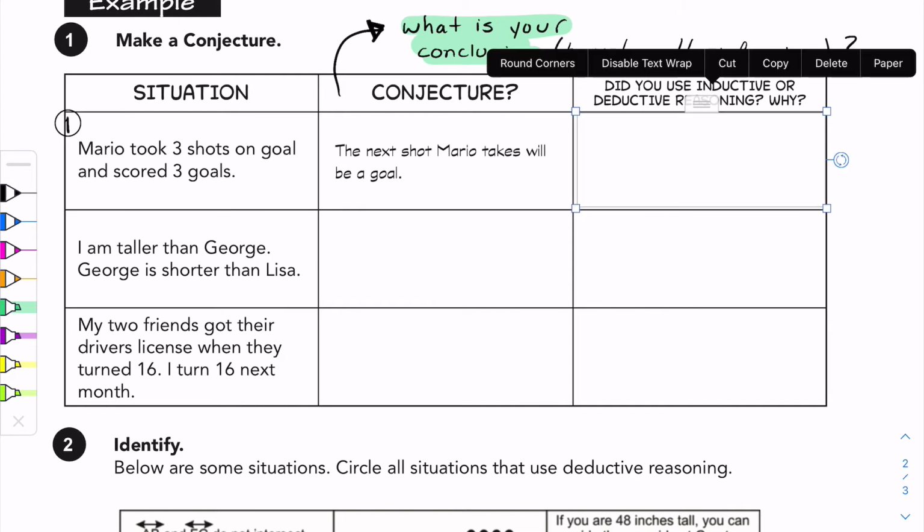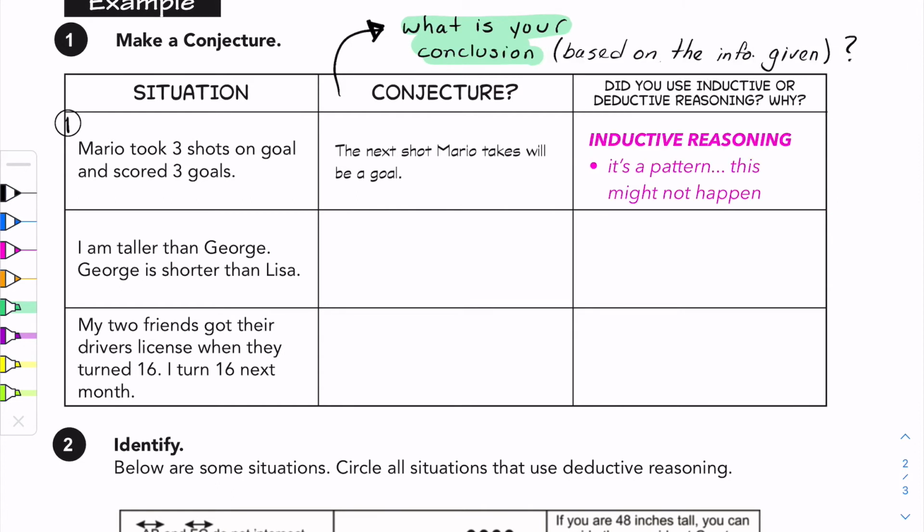My thought process behind this would be considered inductive reasoning because I'm using a pattern to come to my conclusion, or to come to my conjecture. So inductive reasoning would be the reason, and I just typed it's a pattern. It might not happen. There's a good chance it will, but there's also a good chance that it won't. There's no way for us to know.